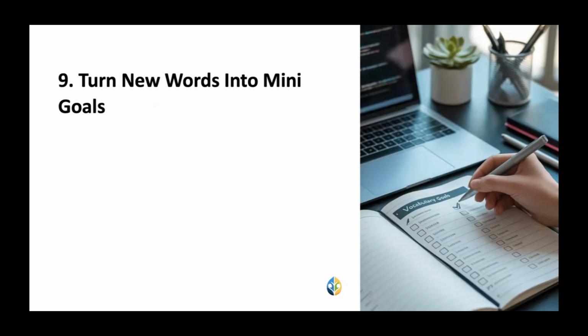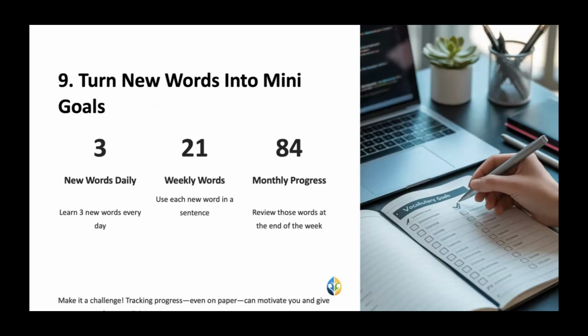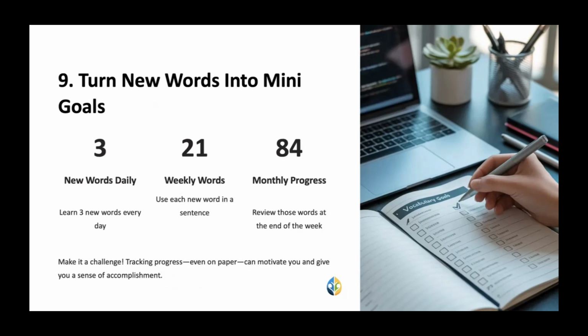Next, we have turn new words into mini goals. So, set a goal. Just so happens you might want to learn 3 new words a day. That's 21 weekly words. Use each new word in a sentence. That's 84 in terms of the month. That's monthly progress. Review these words at the end of the week. Make it a challenge. Maybe you have friends that are learning also. Make it a challenge with them. Compare words. Use the words as you speak with one another. Tracking progress, even on paper, will motivate you and give you a sense of accomplishment.